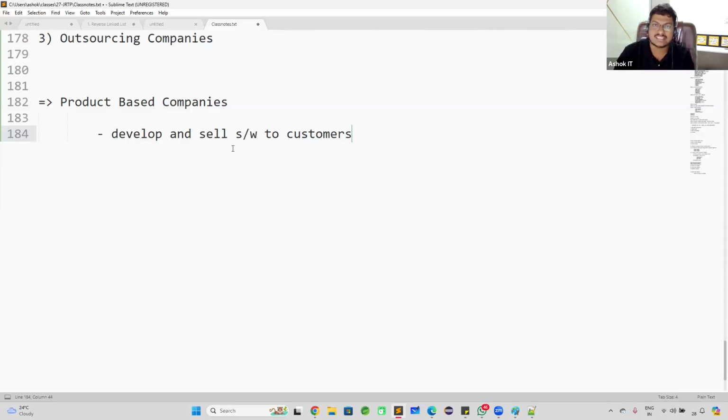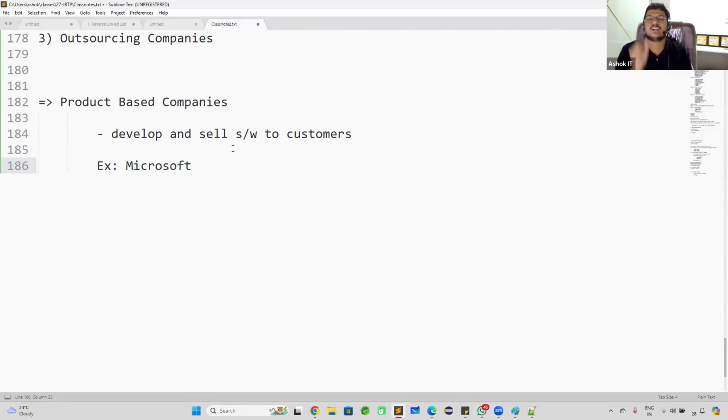For these companies, clients will not be available. These companies will not take the requirement from any client to develop a project. These company people will have an R&D team. That team will get some ideas. With those ideas, they will develop their own project, and that project they will sell to the customers in the market.